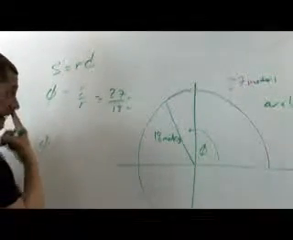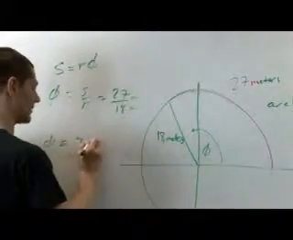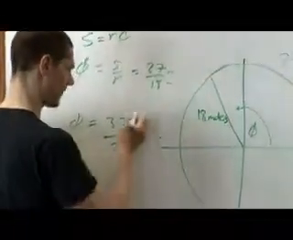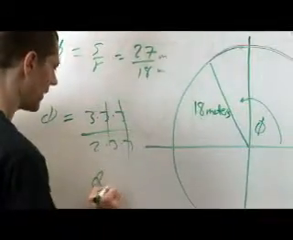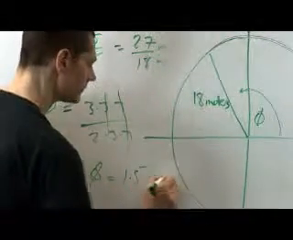I was going to go run for my calculator, but that would be pretty lame because this is just 3 times 3 times 3 divided by 2 times 3 times 3. Theta is 1.5 radians.